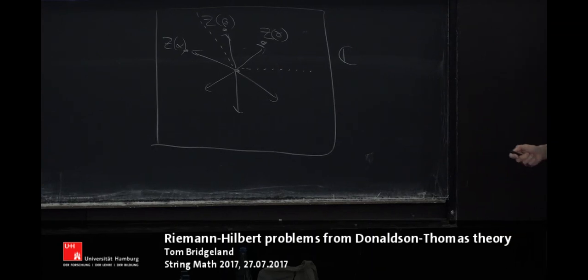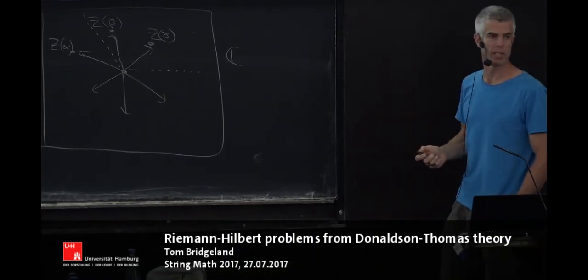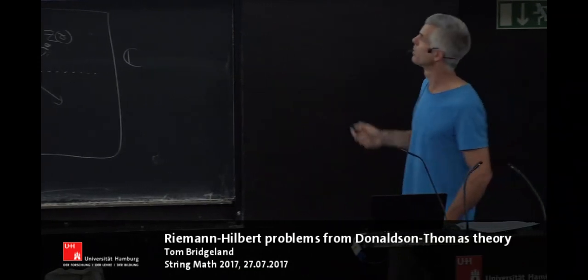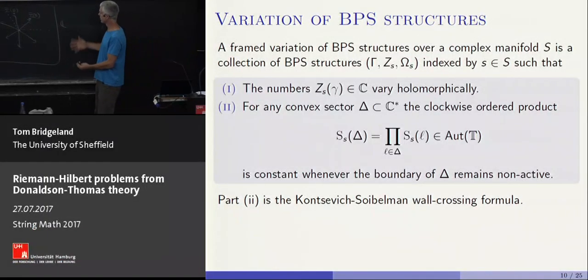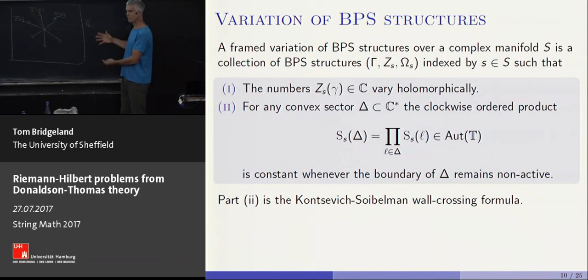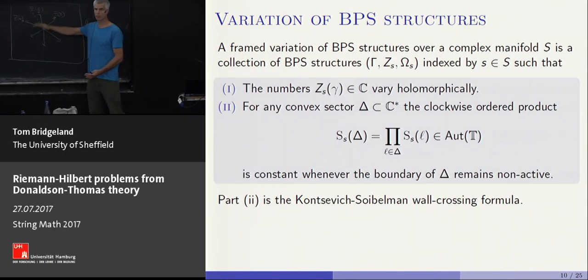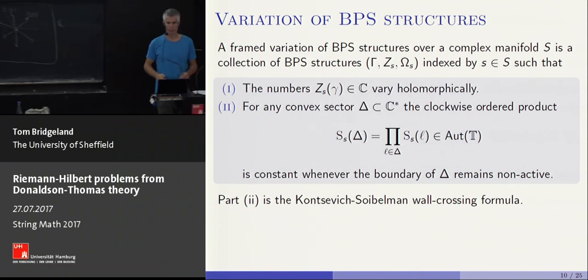Okay. So I'll give an example which might say more than this formula, but the basic picture is that whenever you have one of these BPS structures, you have this picture in the complex numbers of a bunch of rays, and associated to each ray, you have an automorphism of the torus. And the condition is that as you vary this data, the product over these rays of these automorphisms of the torus should remain constant.